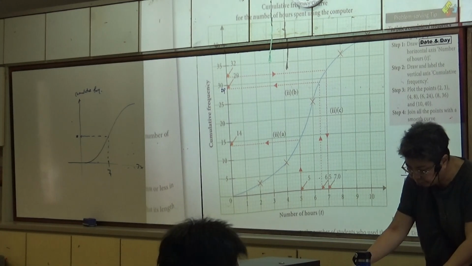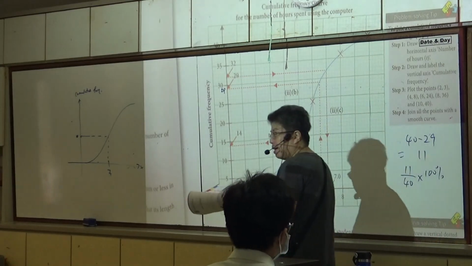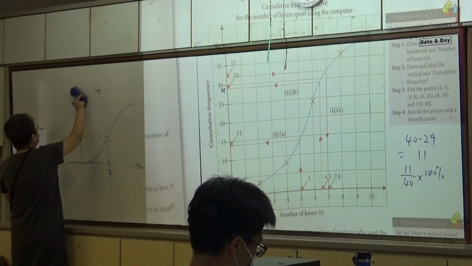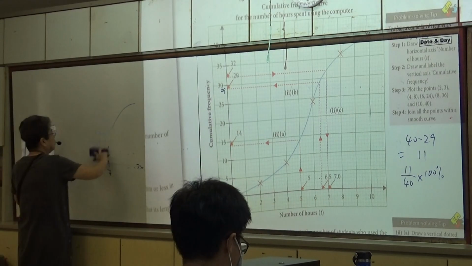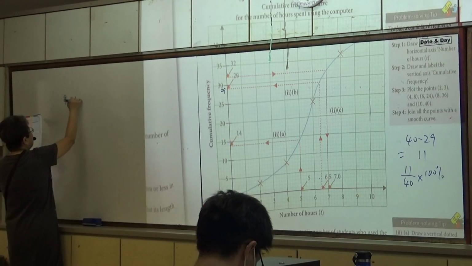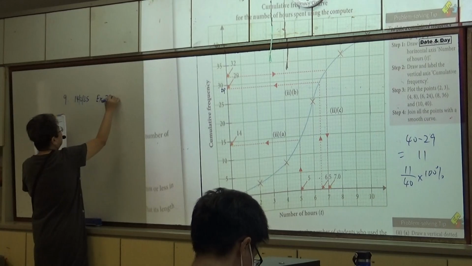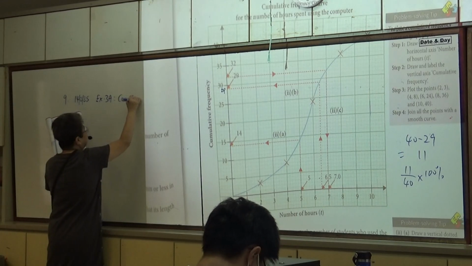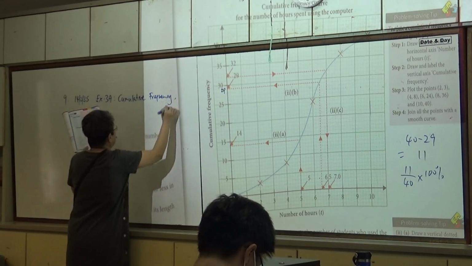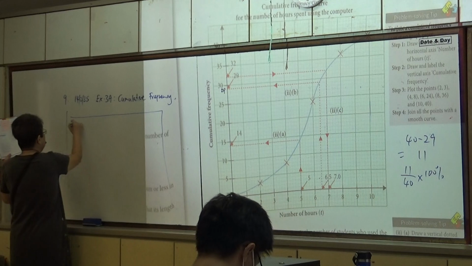Now, what's the number on the content page of your file? Now I write 9. Can all of you write 9? Today's date. Write down cumulative frequency. Foolscap paper.